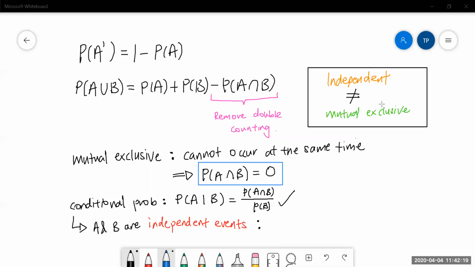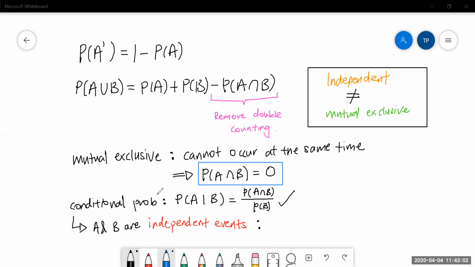Like you staying home and me giving tuition. Is it independent or is it mutually exclusive? Independent. It is independent. Is it mutually exclusive? No, it is not. But let's say you staying at home and you going to ACS International. Is it independent or is it mutually exclusive? It's mutually exclusive because it cannot happen at the same time. So when they say A and B are independent, it does not mean this.